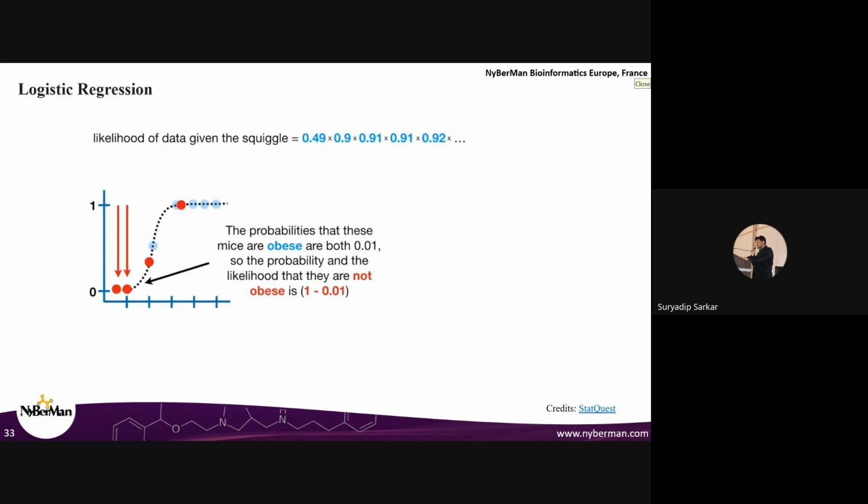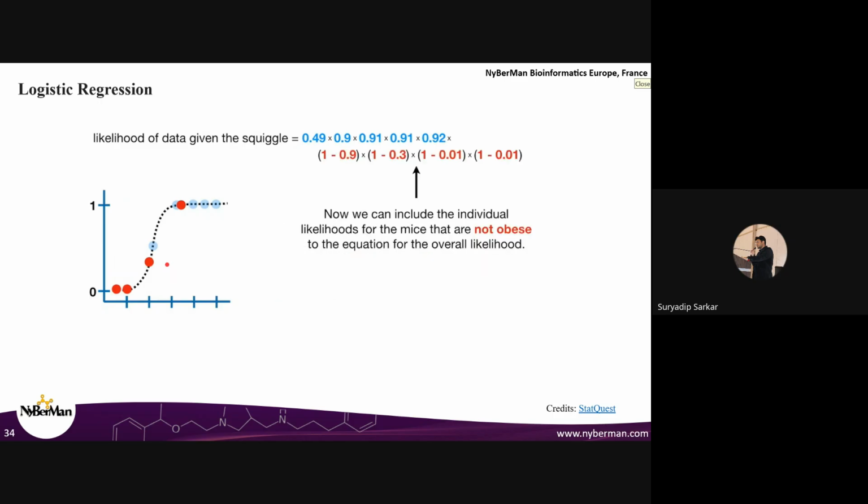So now I can do the same for all the other data points here, right? The probability that these two mice are obese is very low. It is very near zero, somewhere around 0.01. So the likelihood that they are not obese is nothing but 1 minus 0.01, which is 0.99, right? So this is how we calculate the likelihood of all the data points which are not obese.